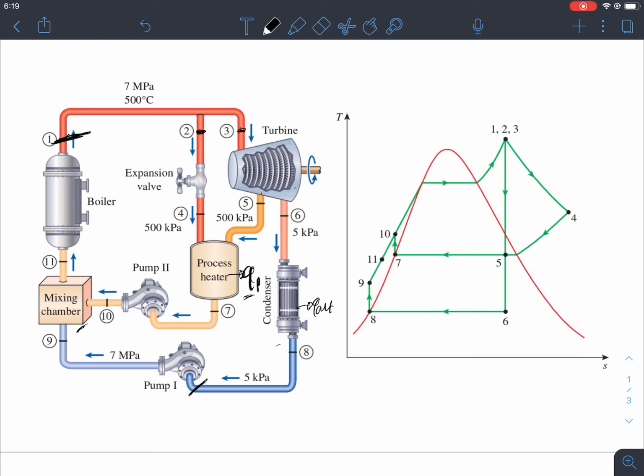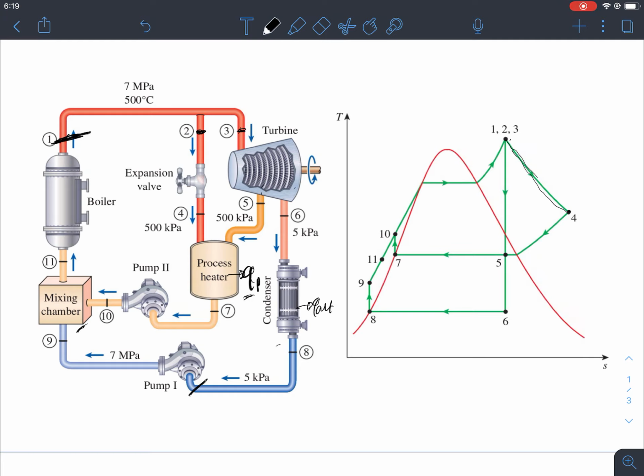However, from 2 to 4, it's an expansion valve. Basically, an expansion valve means reducing the temperature a little bit, right? Reducing the temperature here. And then also an expansion valve means reducing the pressure, right? So it's reducing the pressure right here. And then from 3 to 5, it's the turbine exhaust.